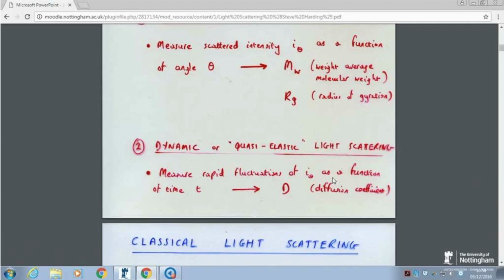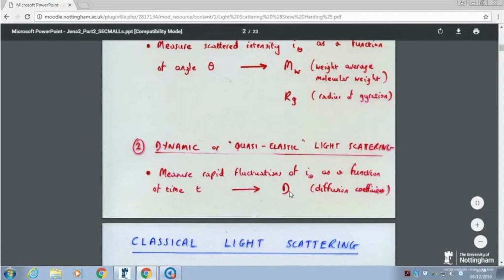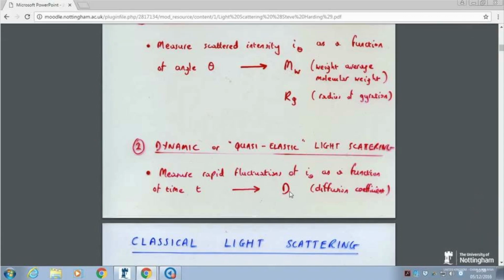Brownian motion, yeah. And the smaller molecules tend to move faster than the bigger ones, so we can use dynamic light scattering, which measures something called the diffusion coefficient, which measures how fast particles move about, and that can be related to the particle size.